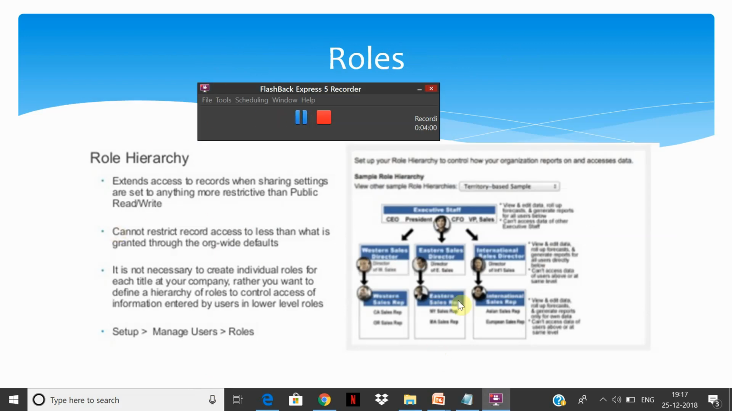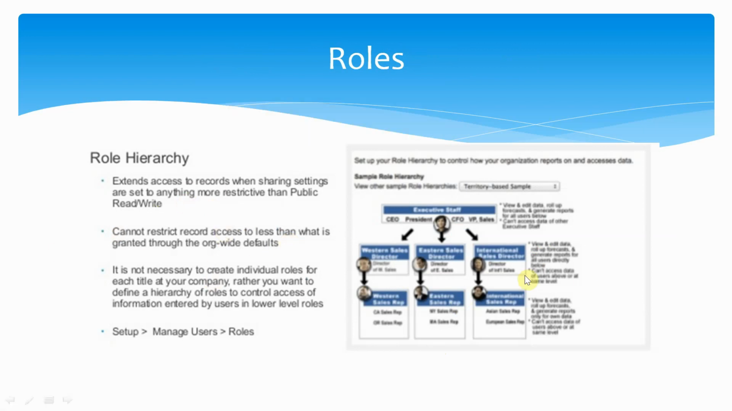Now if you're using OWD private settings and sharing, it needs to work with role hierarchy. Now this is a typical role hierarchy. It's a typical organization hierarchy. You'll have a manager in your company, CFO, CEO, sales manager, extends across. So role hierarchy extends access to records, but it cannot restrict records.